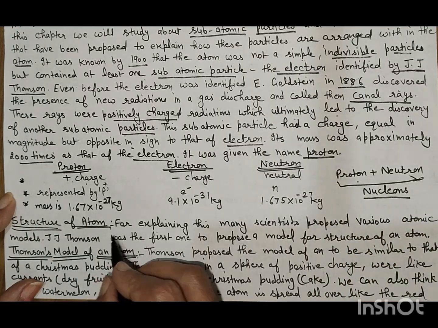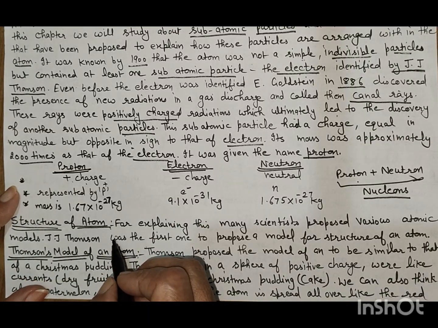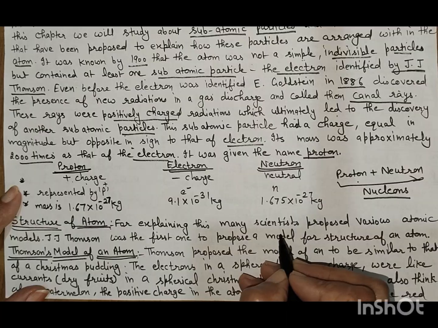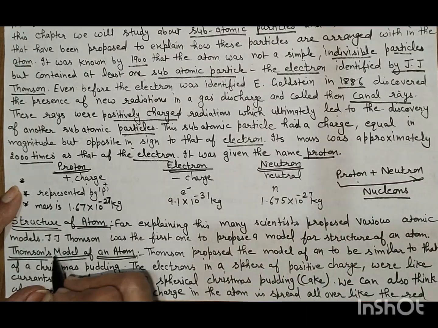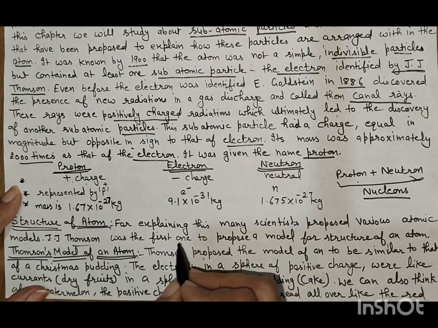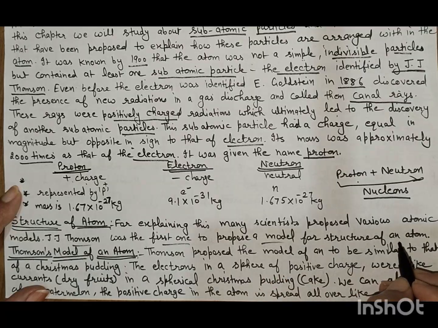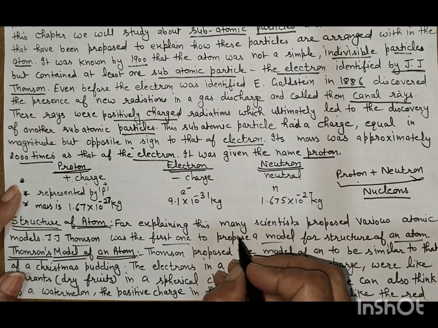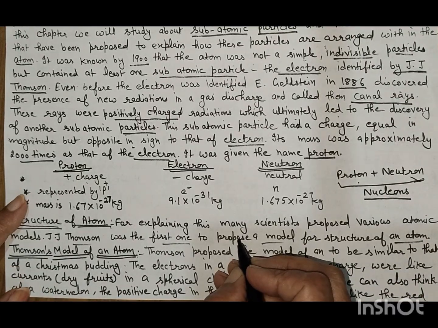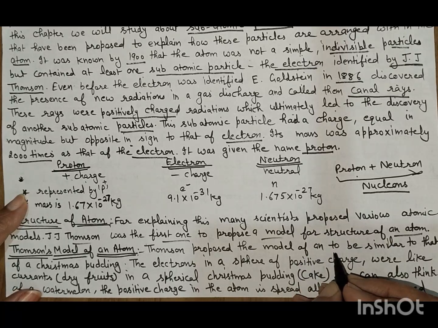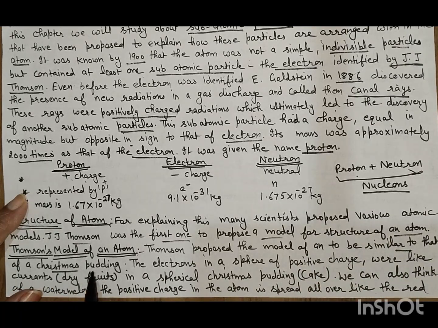Now the structure of the atom. We will discuss the structure of the atom. For explaining this, many scientists proposed various atomic models. J.J. Thomson was the first to propose a model for the structure of the atom. Thomson model of atom: Thomson proposed the model of an atom to be similar to that of a Christmas pudding.